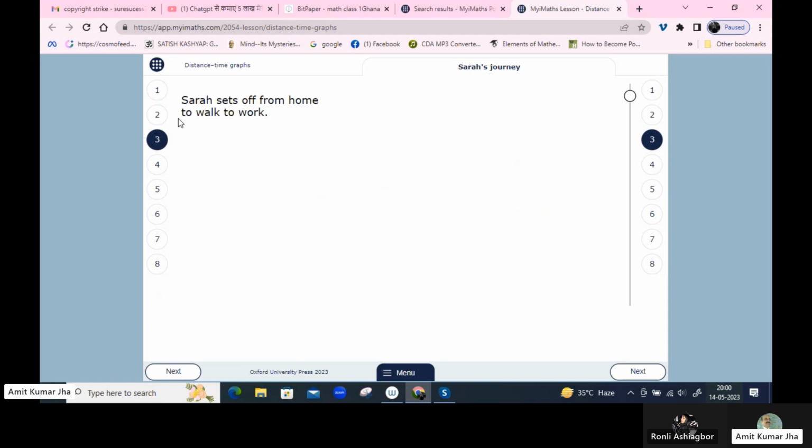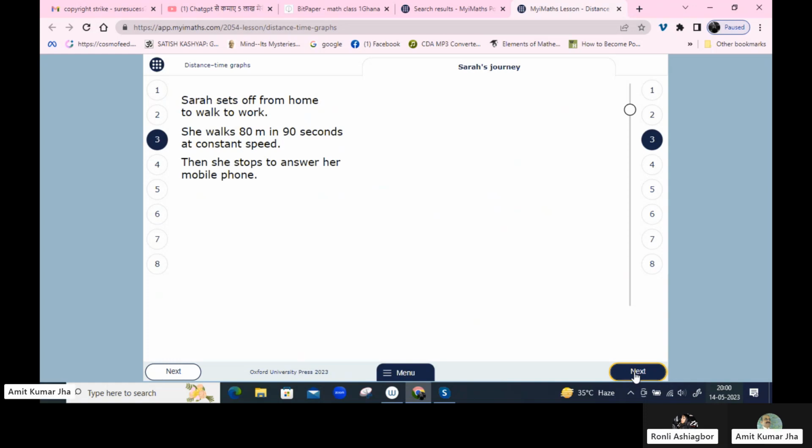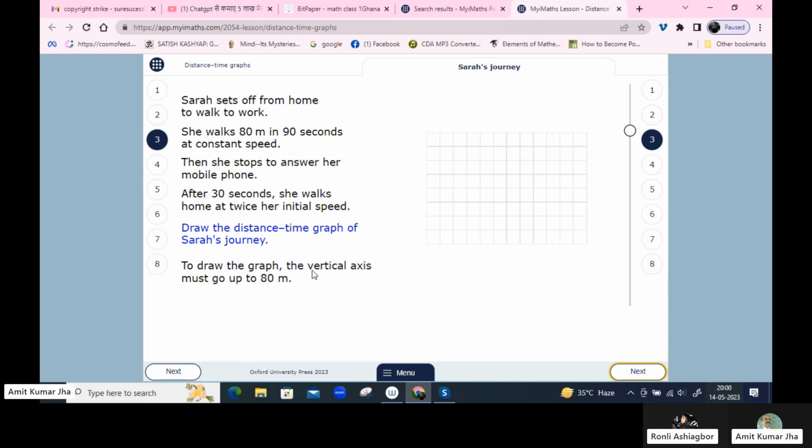Sarah set off from home to work. She walks 80 meters in 90 seconds. Then she stops to answer her mobile phone. After 30 seconds, she walks home at twice her initial speed. Draw the distance-time graph of Sarah's journey. To draw the graph, the vertical axis must go up to 80 meters because distance is shown vertically, and here she goes up to 80 meters.